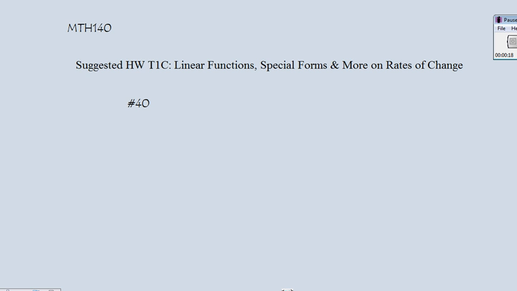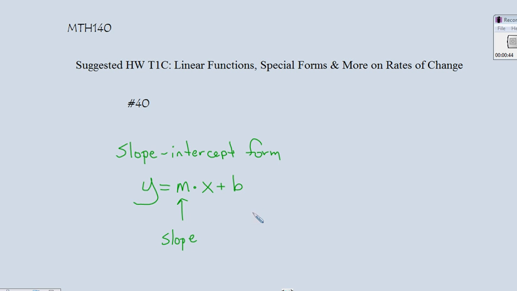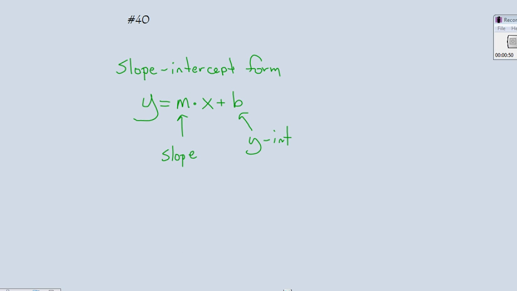This is called slope-intercept form. Slope-intercept form looks something like this. Y equals m times x plus b, where this guy is the slope. We'll come back and refer to that. And this guy right here is my y-intercept.